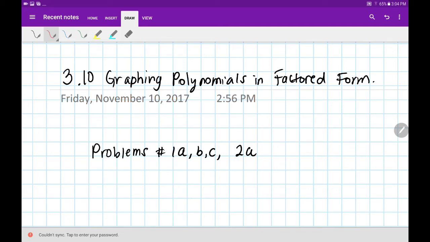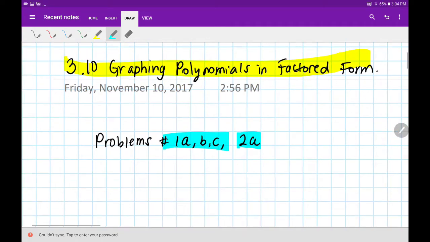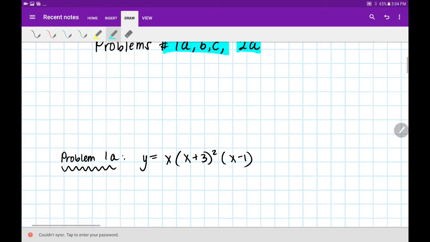Welcome back. Today we will be graphing polynomials in factored form. We'll do problems 1 and 2 from the homework. We will do all of problem 1 and just the first one from number 2 so you can get a feel for how we are going to write these functions.